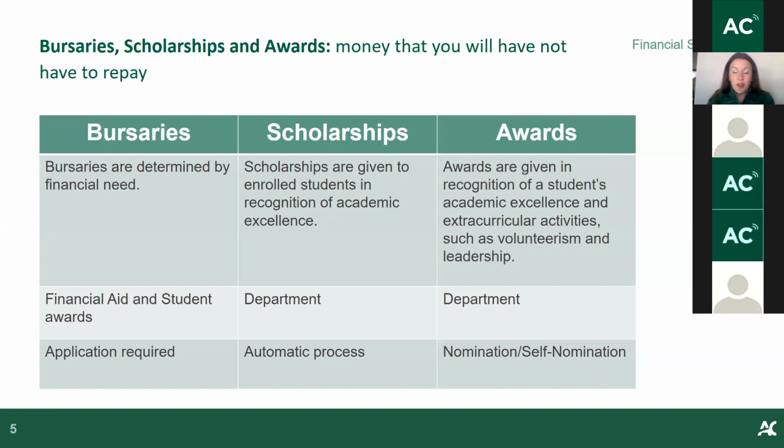While you're a student at Algonquin College, you can also access bursaries, scholarships, and awards. So bursaries require an application, whereas scholarships are usually based on the best grades, so no application is required. Awards, some require an application and others do not. So you want to check out our website to see what awards we offer to our students.